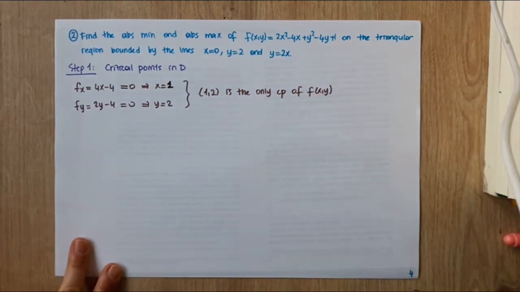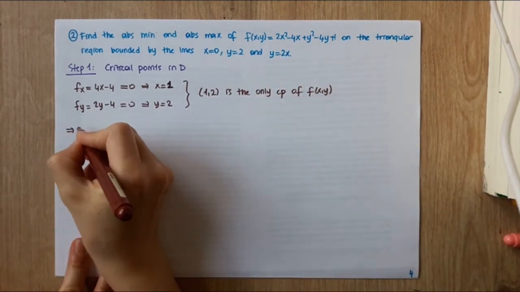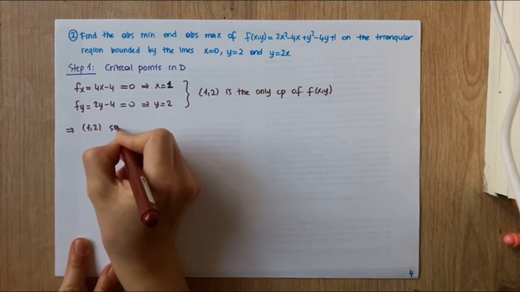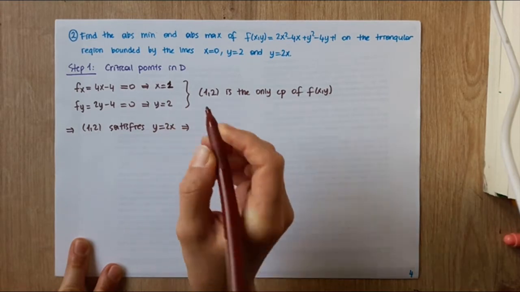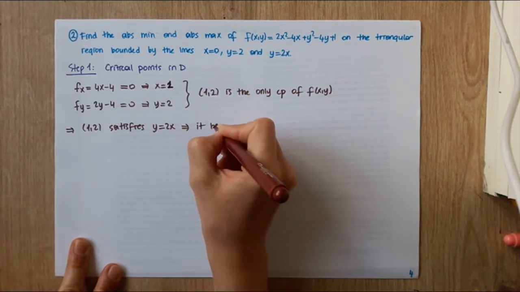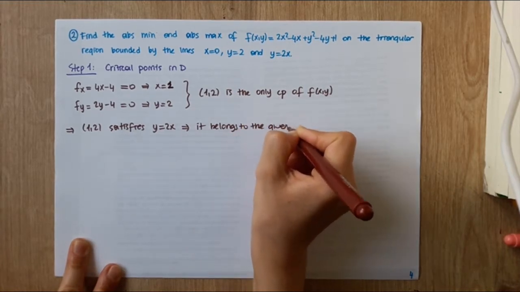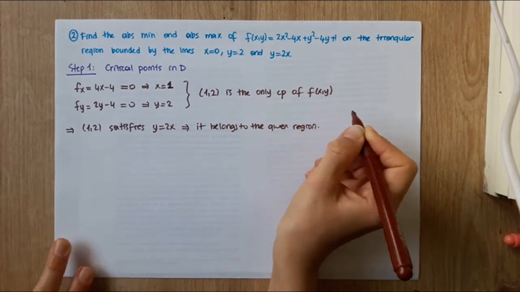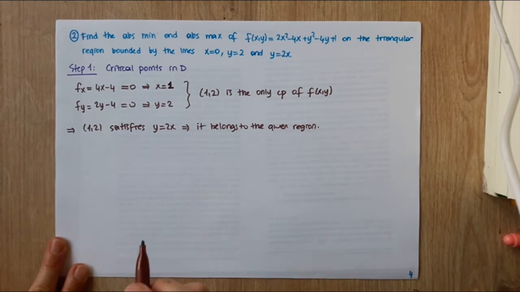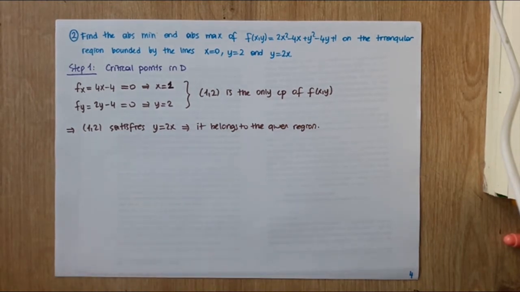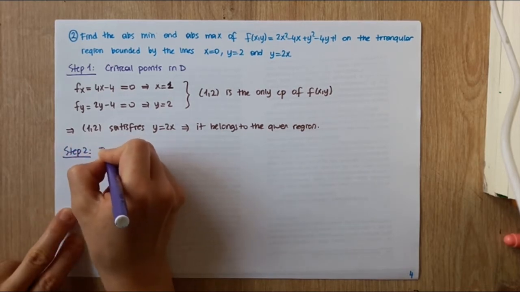And since (1, 2) satisfies y equals 2x, it belongs to the given region. So we will put this point on our table at the final step. Okay, let's check the boundaries. Step 2, boundaries.